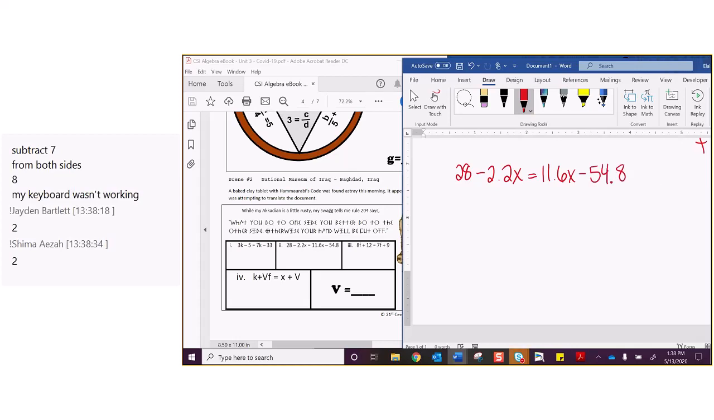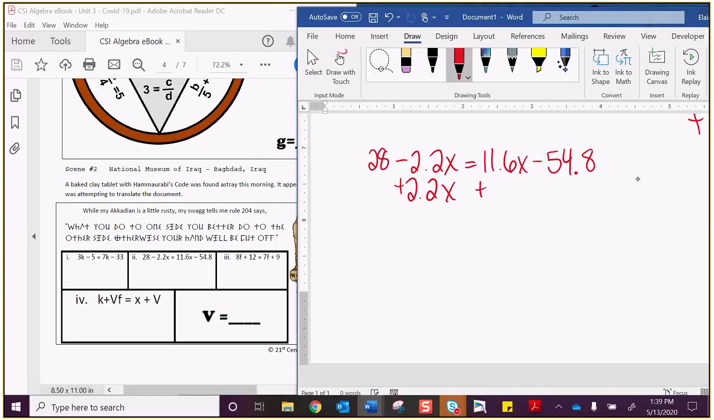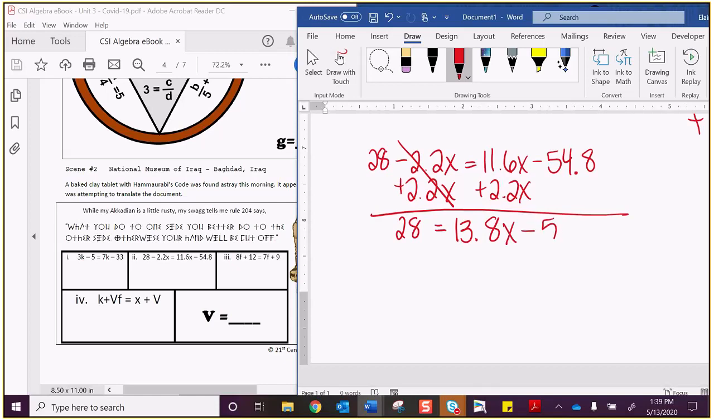So again, normally I move the smaller variable over to the other side. This is much smaller because remember that's negative 2.2, which is much smaller than positive 11.6. So I'm going to add 2.2x to both sides. That's going to cancel out. I'm going to bring down the 28. 11.6 plus 2.2 is 13.8x. And then I have to bring down the minus 54.8.